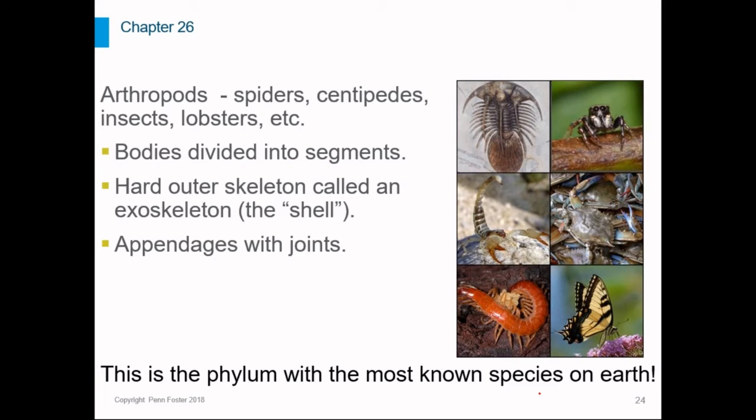They all have a hard outer skeleton called an exoskeleton. So that's the shell on lobsters and crabs and on kind of crunchy bugs. And some of them have it and then have a layer over it so you don't notice it so much. But they all have some sort of shell, exoskeleton. And they all have appendages with joints. So their legs have joints, and they might have antennae that have joints, or claws like a crab that have joints. And this is the phylum with the most known species on Earth. Okay, arthropods are everywhere.